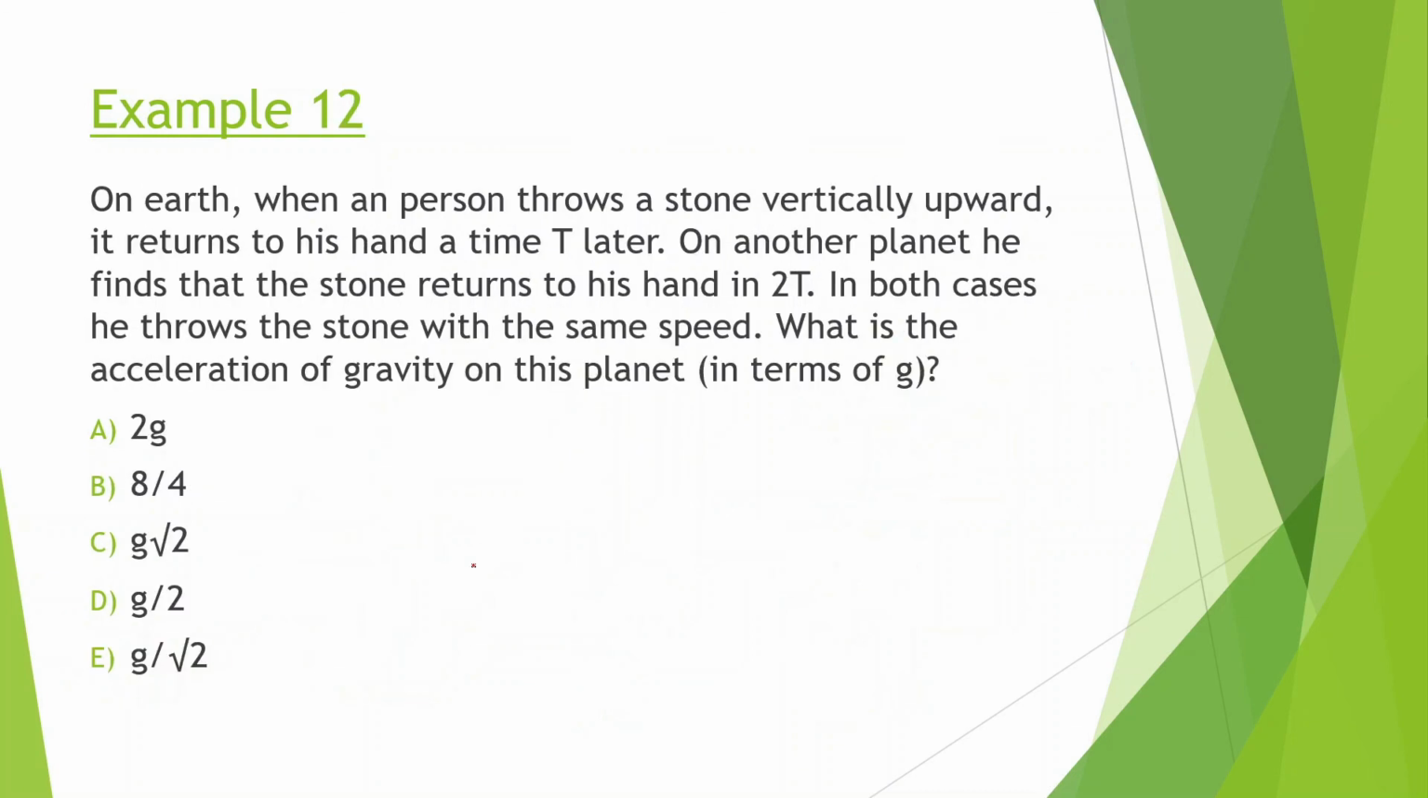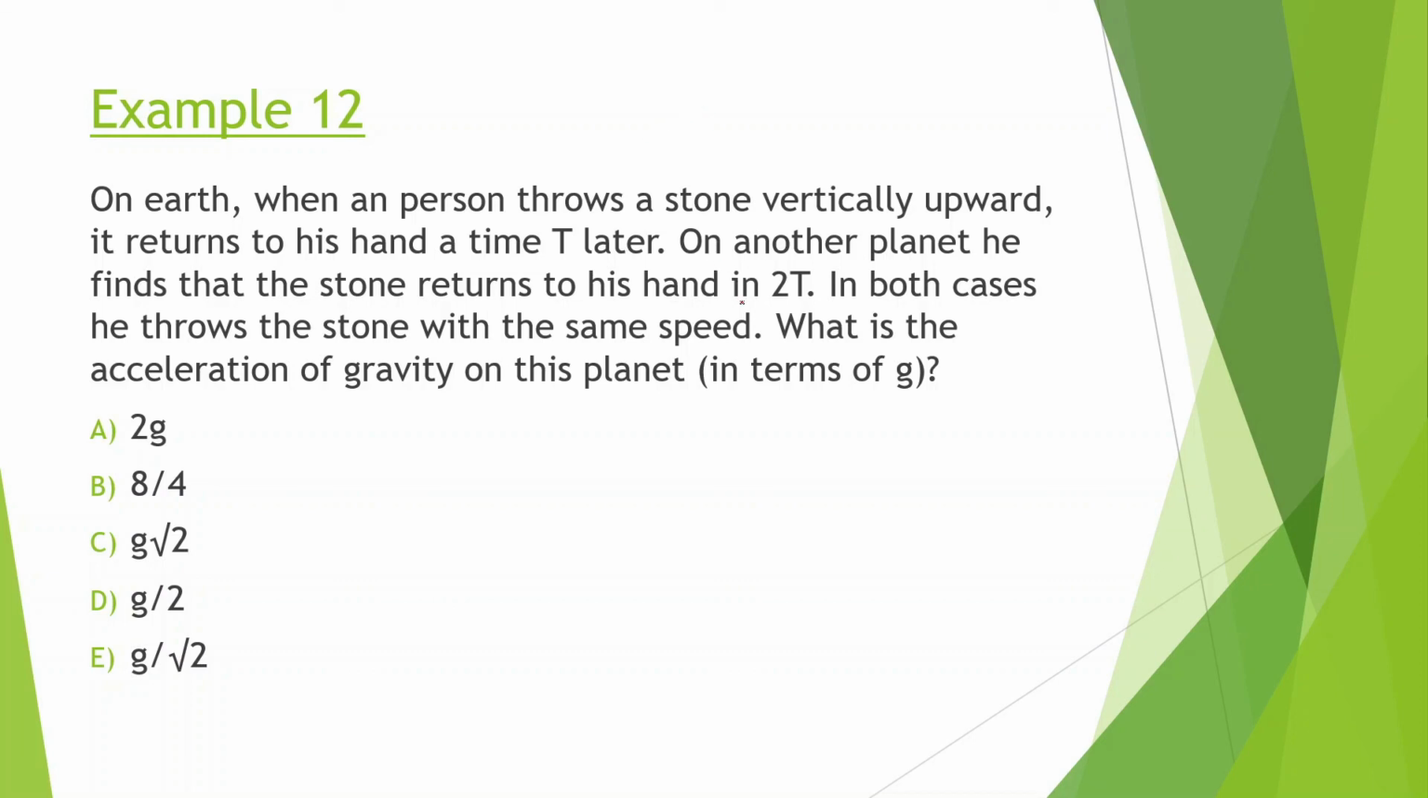Okay? All right, let's look at these variables. On Earth, when a person throws a stone vertically upward, it returns to his hand a time capital T later. On another planet, he finds that the stone returns to his hand in 2t. In both cases, he throws the stone with the same speed. What is the acceleration of gravity on this planet?